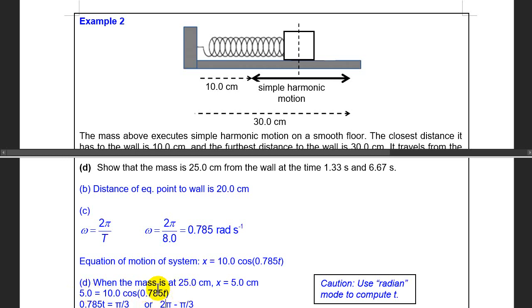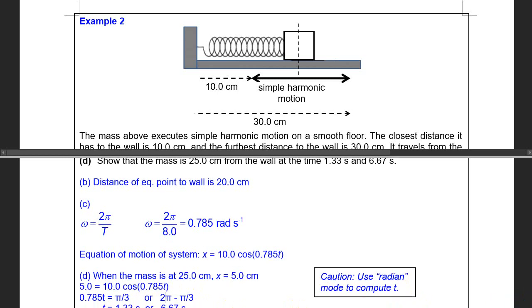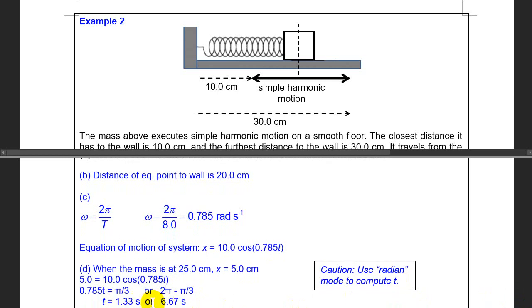But be careful, these are all in pi and radian, so you must use radian mode. When you do inverse cosine, you actually get pi over 3. That's your first quadrant. For cosine, the second answer will be in the fourth quadrant: 2 pi minus pi over 3. Then from there, you can get the two corresponding t values, 1.33 and 6.67 seconds. So that's how you get the two answers.